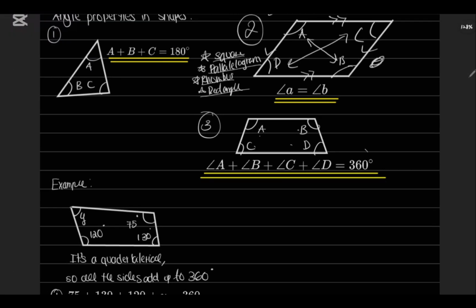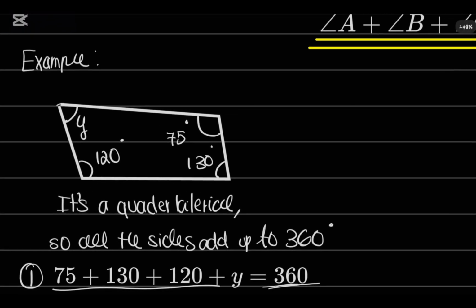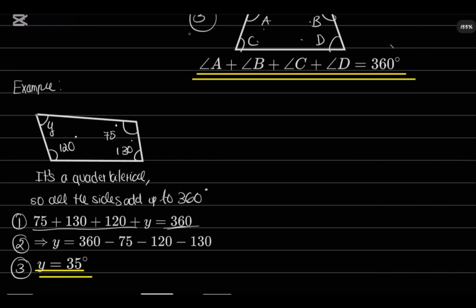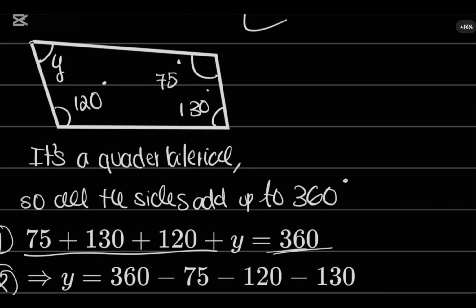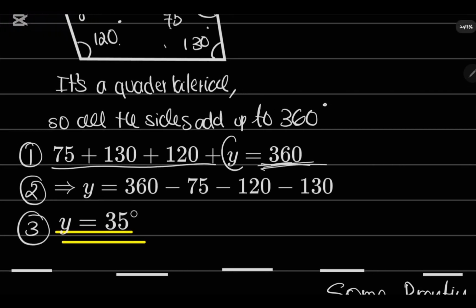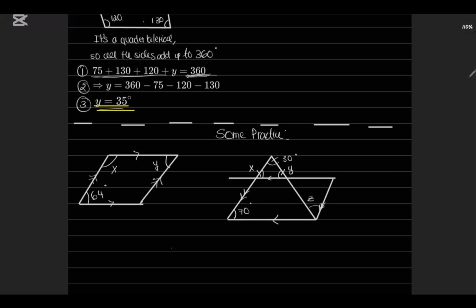Okay, so let's see an example here. We have this quadrilateral, which has interior angles Y, 120, 75, and 130. And you want to find Y, right? So we can apply the theorem here. Number 3, all interior angles in a quadrilateral add up to 360. So you can say that 120 plus 75 plus 130 plus Y equals 360 degrees. Then you can solve for Y by subtracting all these known values from 360, which gets you Y equals 35. Okay, let's do some practice.